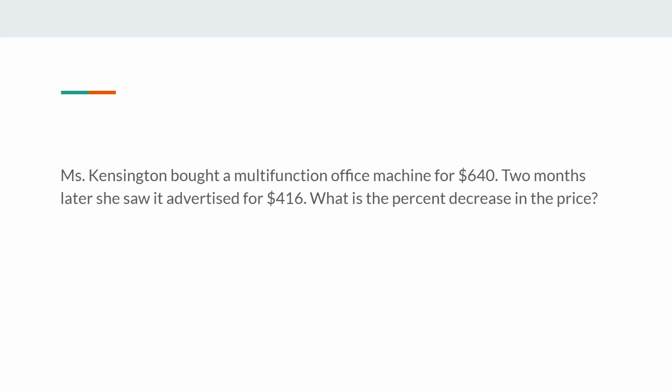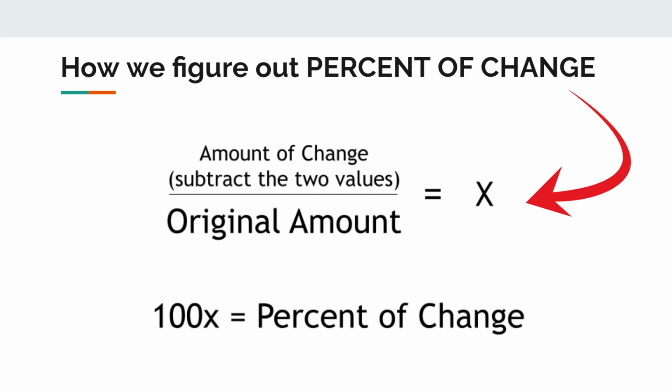It says Miss Kensington bought a multifunction office machine for $640. 2 months later, she saw it advertised as $416. What is the percent decrease in the price? All right, so here's how we would figure this out. We're going to use this formula.